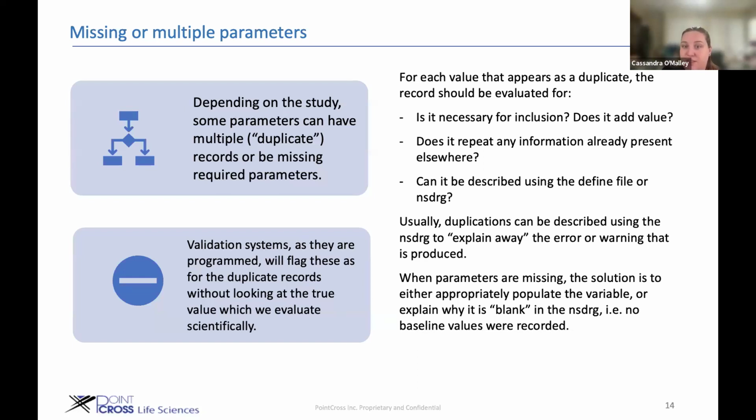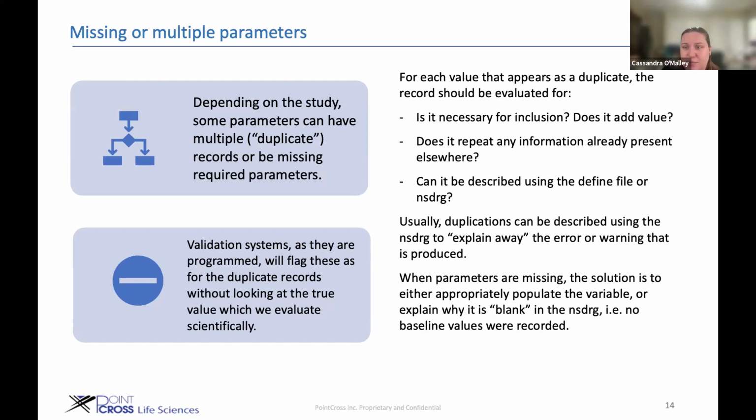Can it be described using the define file or the NSDRG? In that specific case, I would describe that in the NSDRG. That is just a spelling difference that is present throughout the report. It's not necessarily a scientific difference. Usually the duplications can be described using the NSDRG to, quote, explain them away.